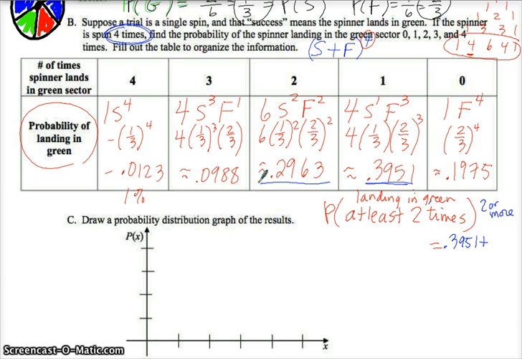Oops, sorry, that's not right. See, there's my mistake. 0.3951 is only 1, right? So I started with the wrong one. So at least 2 times, it would be 0.2963 plus 0.0988 plus 0.0123. So then you can see whatever that total is would be taking into consideration at least 2 times, which means 2 times, 3 times, or 4 times. And then you would find that total.